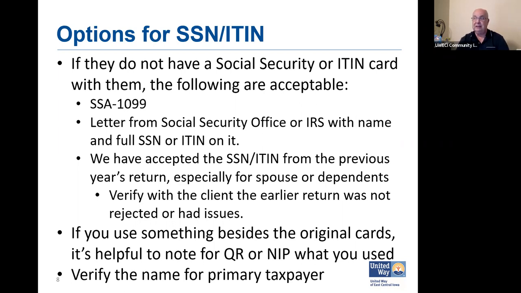But double check to make sure that that return was accepted as it is. Because we print out a return, we submit it. If it gets rejected, they say, oh, you had a bad Social Security number. We'll correct it and resubmit it, but we will not reprint that return. So they come back next year with that return, conceivably it could have that bad number on it. So you want to make sure that's a good return if you're going to use that as a source.